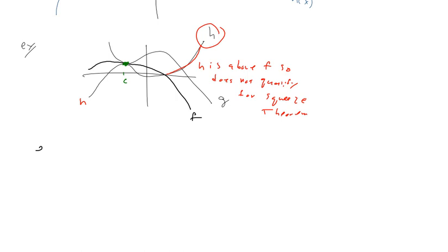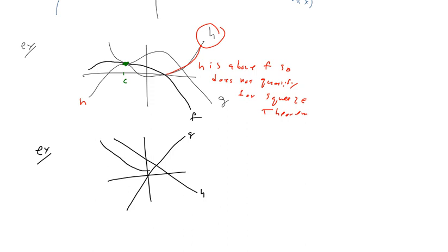Or we could have a simpler example. Here's G, here's H, and I'm going to do F like this. F will be like this. Right here, yeah. So let me do these in colors. Here's H. Here's G.